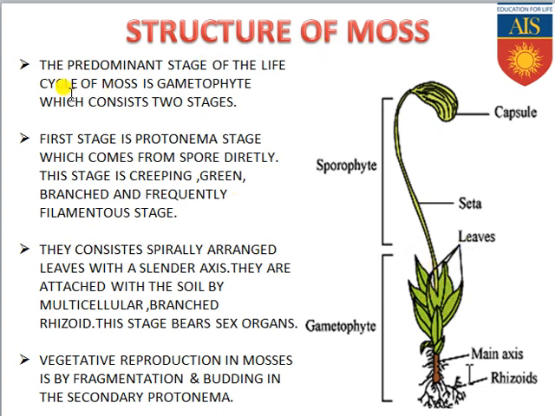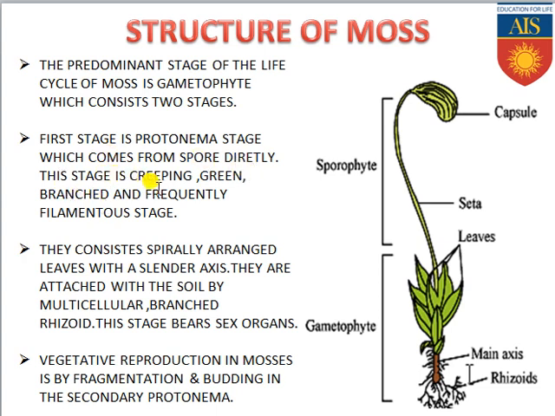So first of all, the predominant stage. Before starting the moss generation, the predominant stage of the life cycle of the moss is the gametophytic stage, which consists of 2 stages. One is the protonema stage, another one is the leafy stage. Let's see the details of them. The first stage is the protonema stage, which comes directly from the spore.